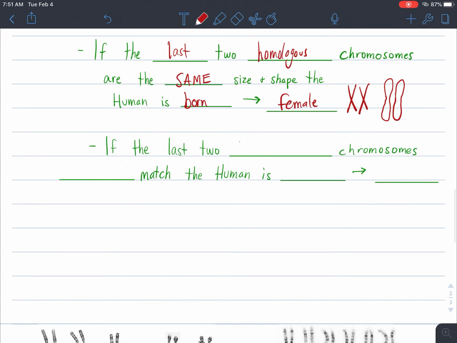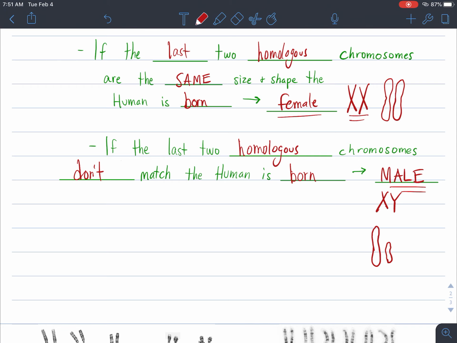If the last 2 chromosomes don't match as you're doing your karyotype, then the human is born male. And that's what we would call XY. XY means that they're different from each other, they're not the exact same. So you'd have your X, and then the Y is usually this little short one. So if the 2 don't match, then we know that the organism would be born male. If they do match, they're born female.